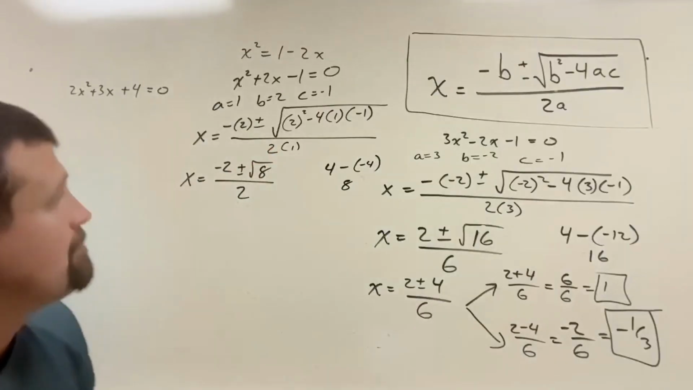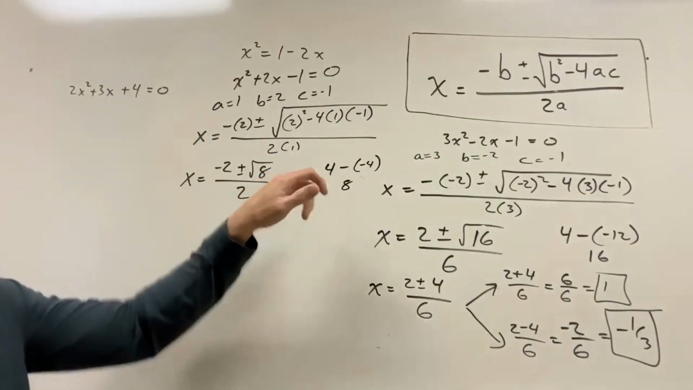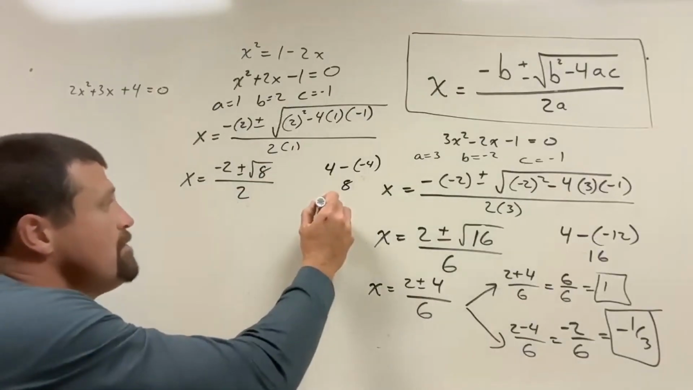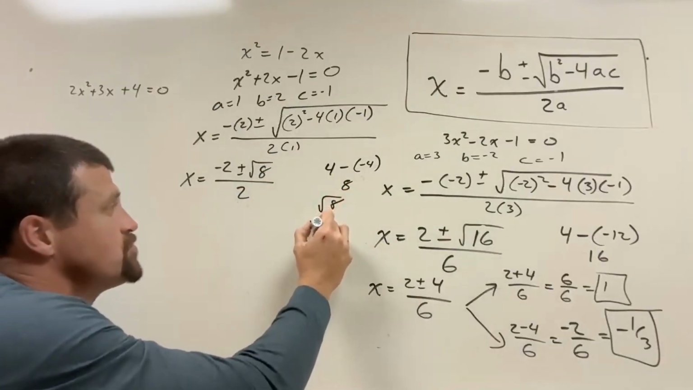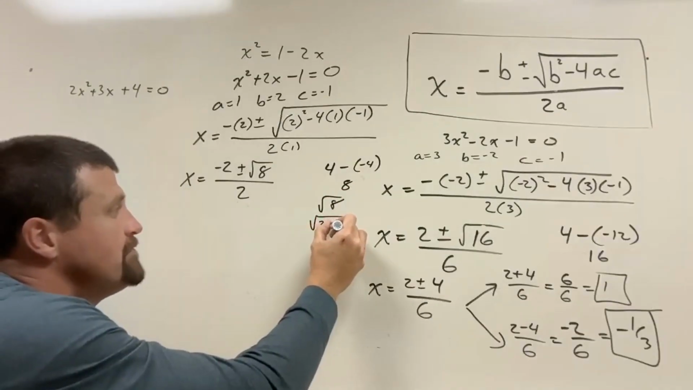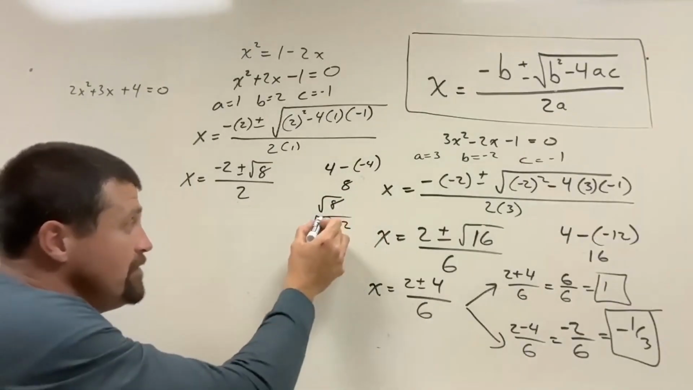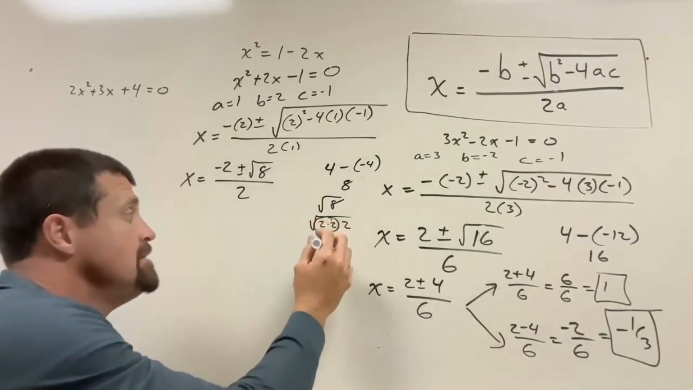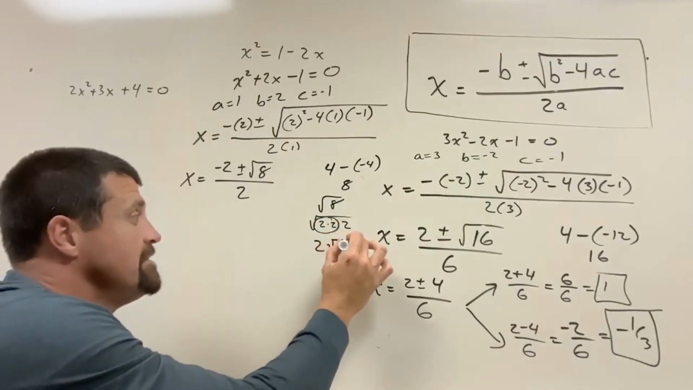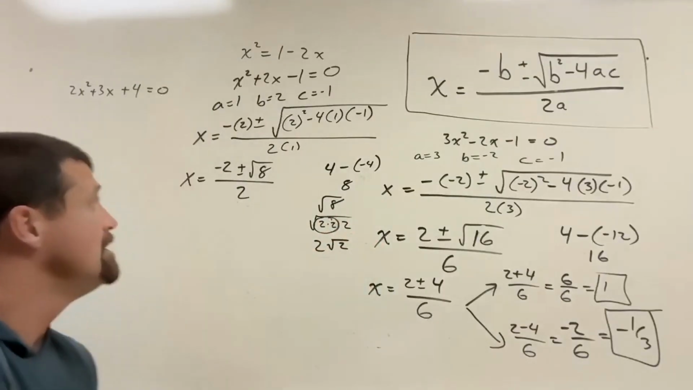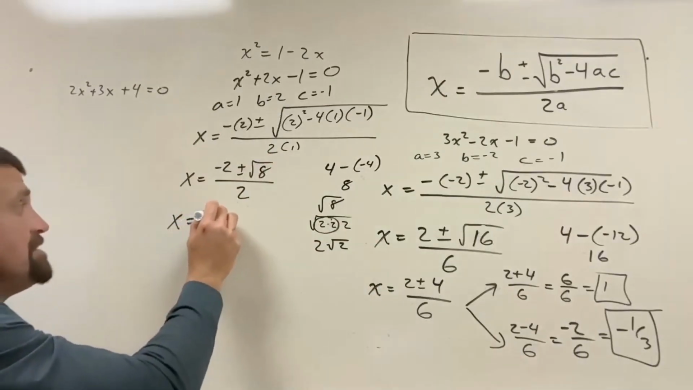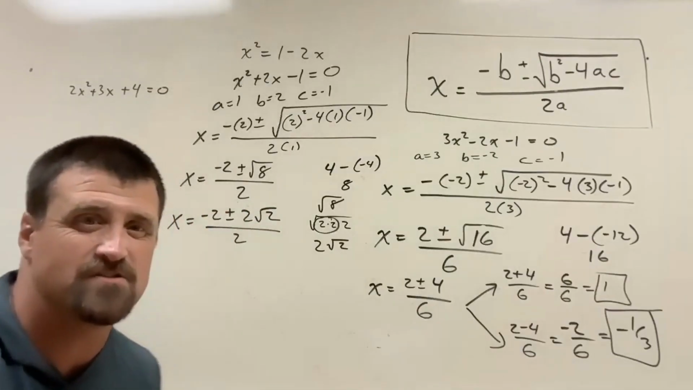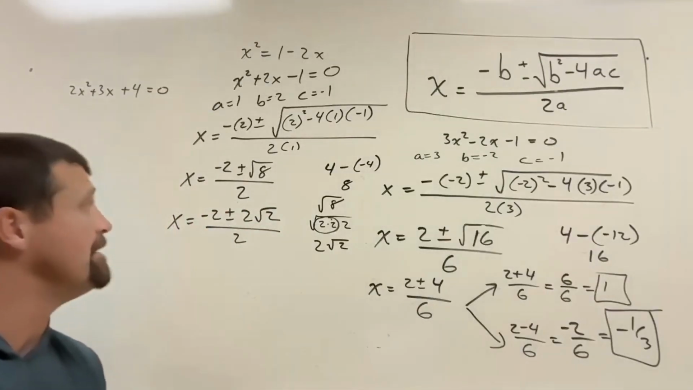Okay? In this problem, the square root of 8 simplifies, but not completely. The square root of 8 is the same as the square root of 2 times 2 times 2. And a pair of those 2's is a perfect square. 2 squared cancels with the square root. So the square root of 8 simplifies into 2 square root of 2. Okay, so let's make that substitution. And then let's figure out the best way to cancel these 2's or simplify without screwing it up.